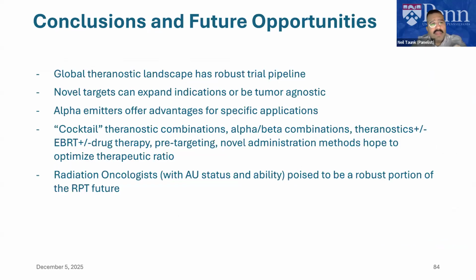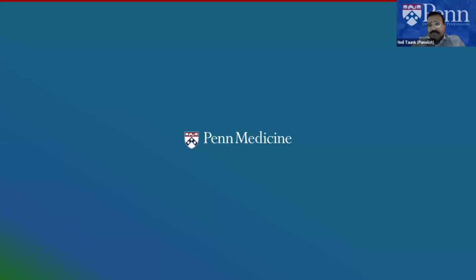Next slide. So the global theranostic landscape has a robust trial pipeline. The novel targets can expand indications or be tumor agnostic, and alpha emitters offer advantages for specific applications. The future could be cocktail theranostic combinations, alpha beta combinations, theranostics with or without external beam or drugs, pre-targeting, and novel administration methods such as direct tumor injection, or there's a concept being bounced around right now about direct bladder instillation of some of these drugs. And radiation oncologists, especially those that seek AU status and ability, are poised to be a robust portion of the RPT future. Thank you.